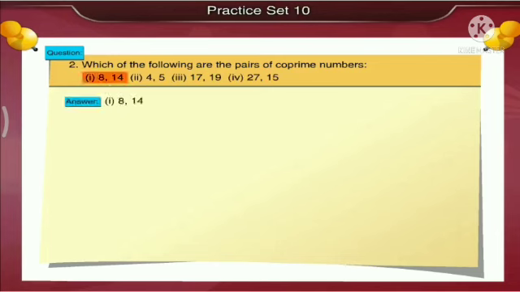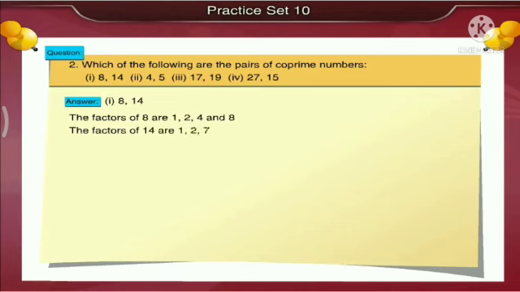So first we will take 8 and 14. So how are you going to find out? We have to first find out the factors. Factors of 8 are 1, 2, 4 and 8. Factors of 14 are 1, 2, 7 and 14.